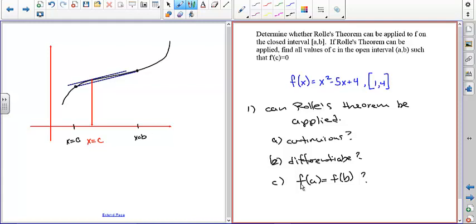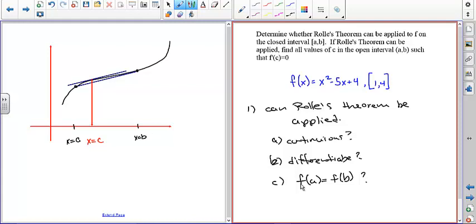Okay. Let's see, Elias, is it differentiable? Yes, because it's continuous, and functions that are continuous are differentiable. Okay, does f of a equal f of b? Well, we don't know unless we stick the numbers in there.